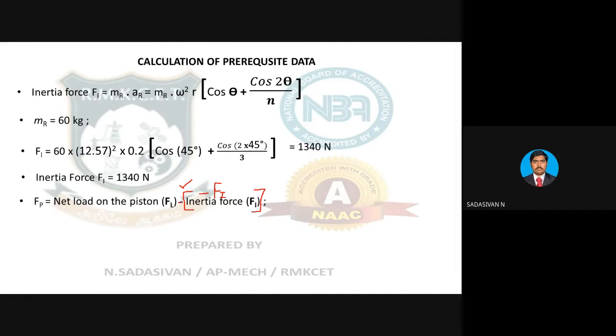There is a minus symbol outside. Whatever is the symbol of this inertia force answer, here plus, put it along with the plus here. If it is a minus, put it along with the minus here. That will solve all the confusion. So substitute the numbers. FL 23,657, FI 1,340. So FP is 23,657 minus 1,340, that is 22,317 Newton.